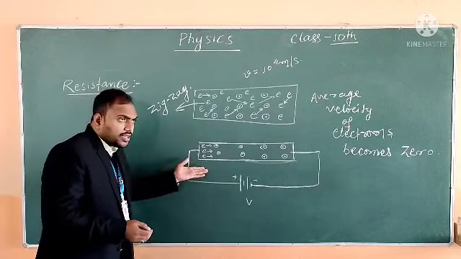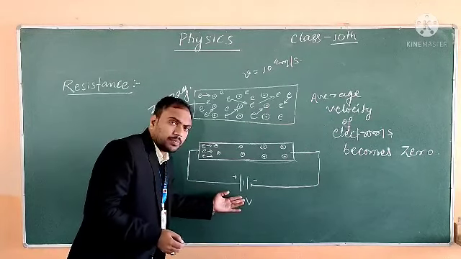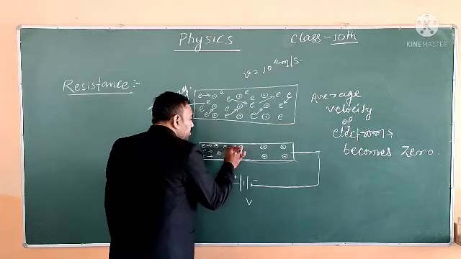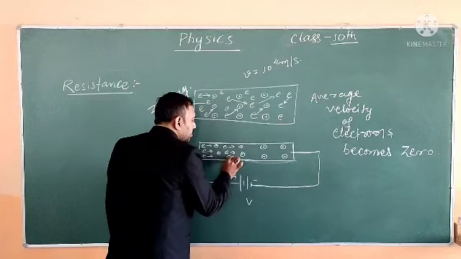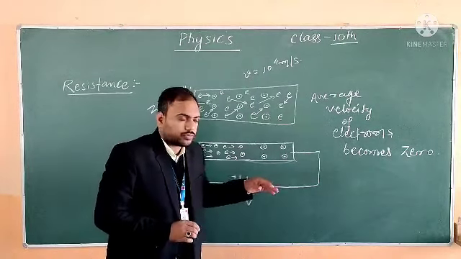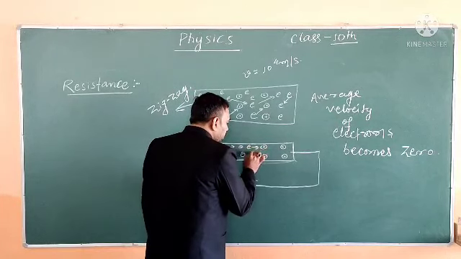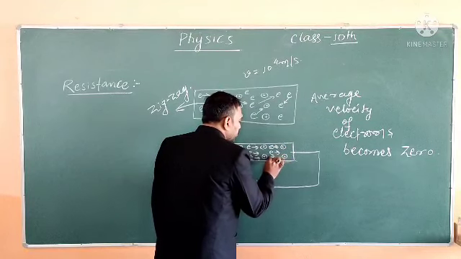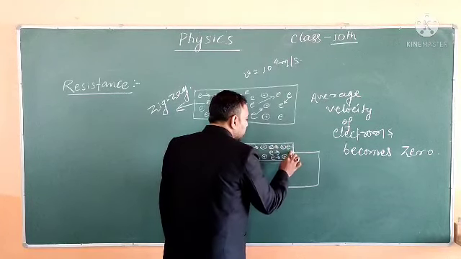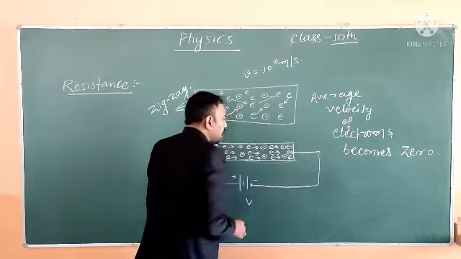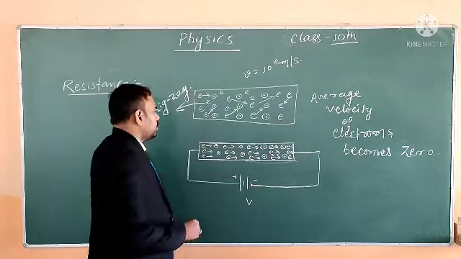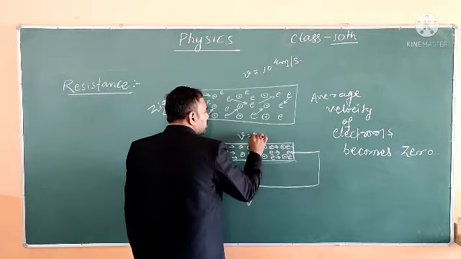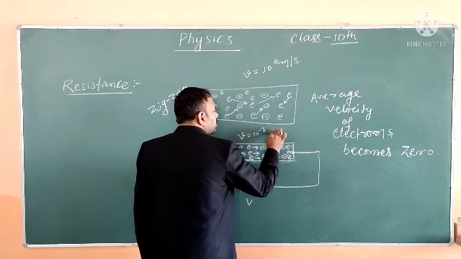But here, if we are applying some potential across the ends of the conductor, the electrons will move aligned in a queue. Okay, in a queue. They move in a line. And their speed decreases. Now their velocity becomes 10 raised to minus 3 meter per second.